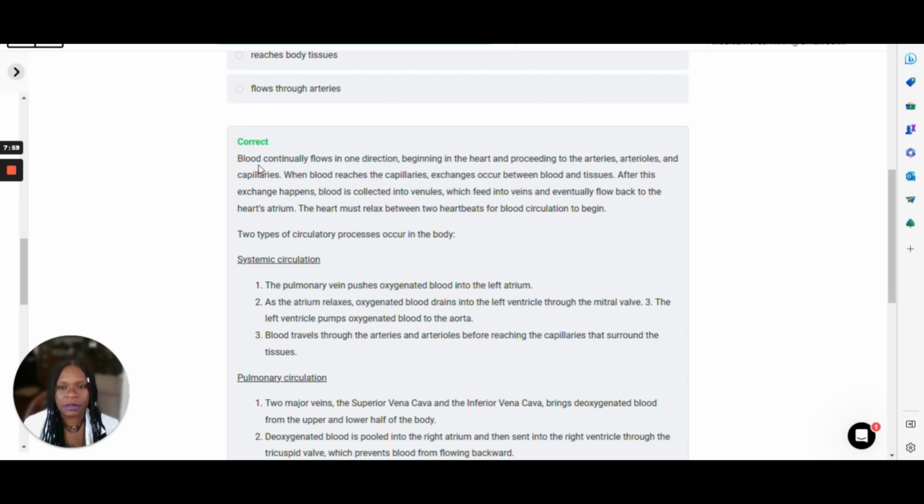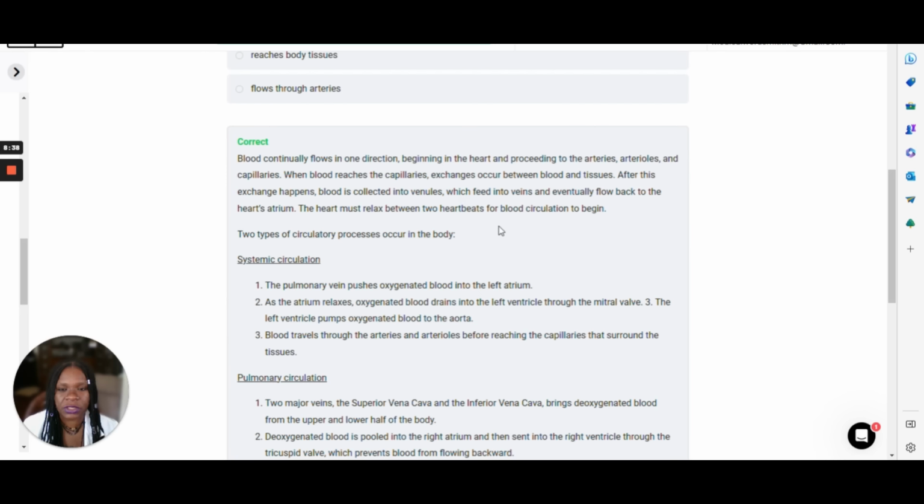It says right here that blood continually flows in one direction, beginning in the heart and proceeding to the arteries, arterioles, which are smaller blood vessels, and the capillaries, which are the tiniest of vessels all throughout our body. When blood reaches the capillaries, exchanges occur between the blood and the tissues. A lot of times it's gas exchanges and exchanges of different nutrients that we need. After this exchange, blood is collected into the venules, which feed into the veins and eventually flow back to the heart's atrium. The heart must relax between the 2 heartbeats for circulation to begin.